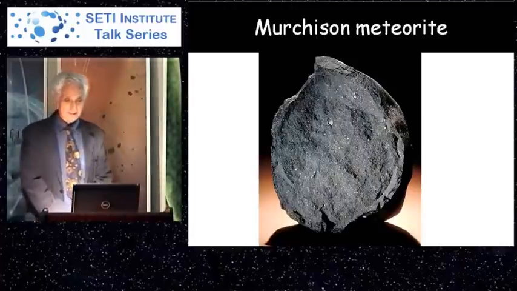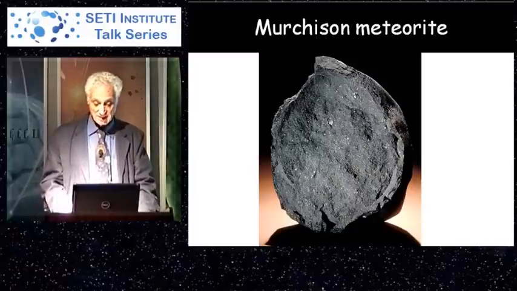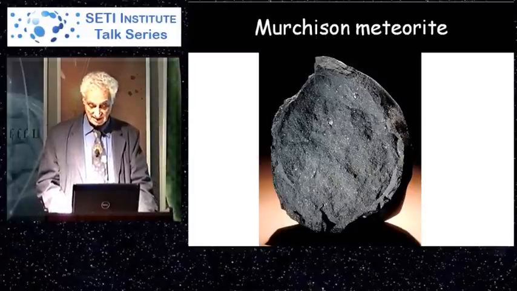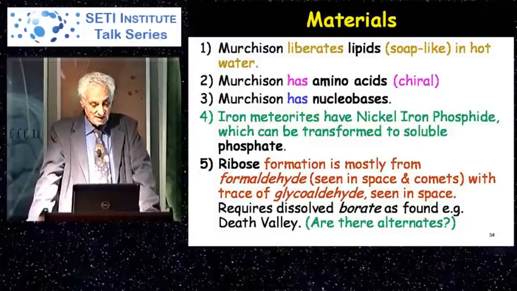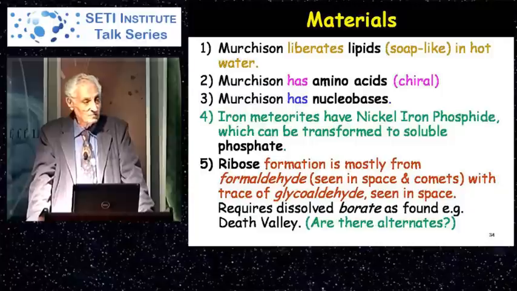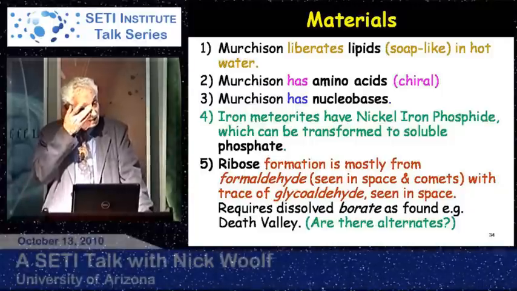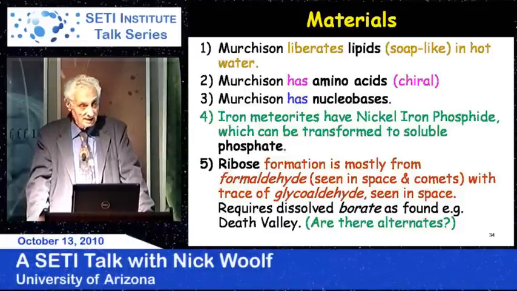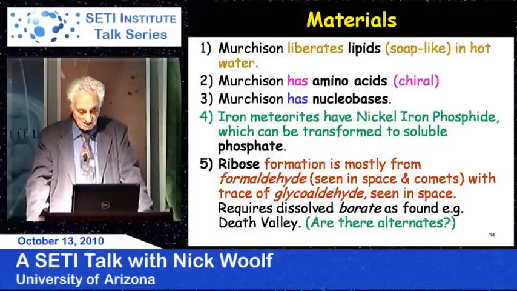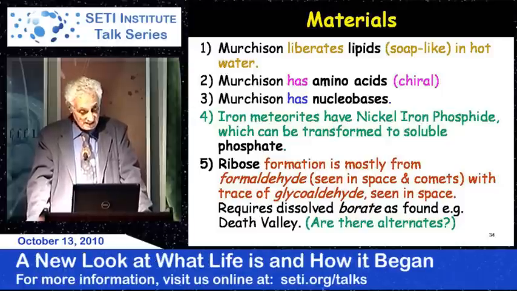So, now we come to finding the source of the materials. And this is a picture of a piece of Murchison's meteorite, which is a carbonaceous chondrite, and it has the following aspects. The material of the Murchison liberates lipids, these soap-like materials, if you just put it in hot water. It has amino acids in it. Not only does it have amino acids in it, but they are chiral, that is, they have a handedness, not totally, but at least partially. And Murchison has these nucleic bases. The other parts, the phosphate and the ribose, are a little trickier.